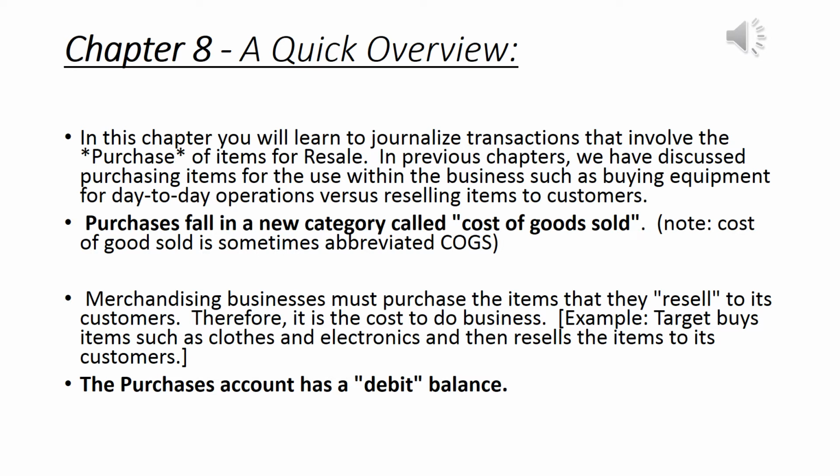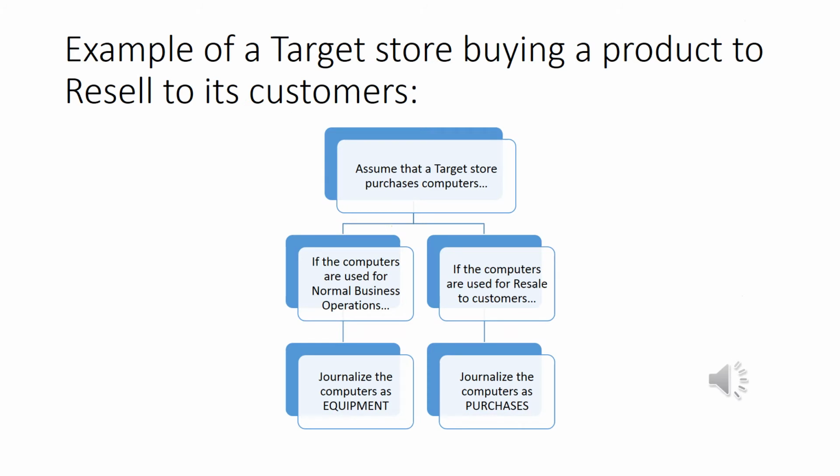For example, Target buys items such as clothes and electronics, and then Target turns around and resells those items to its customers. The purchases account has a debit balance. For example, in the diagram below, we have an example of a Target store buying a product to resell it to its customers. Assume that a Target store purchases computers.